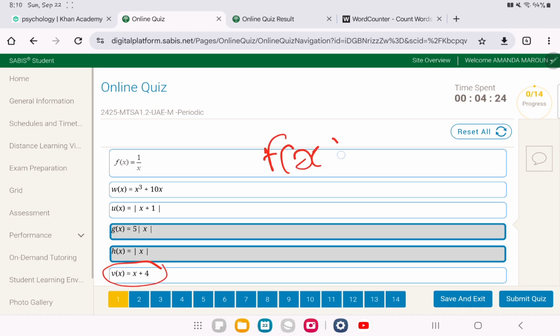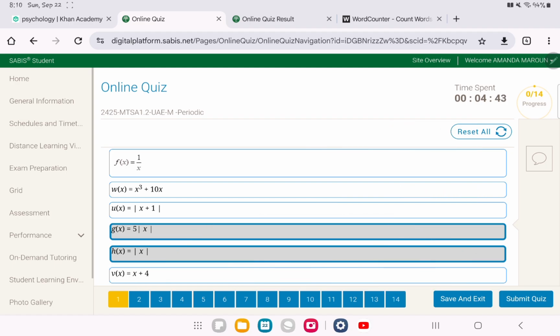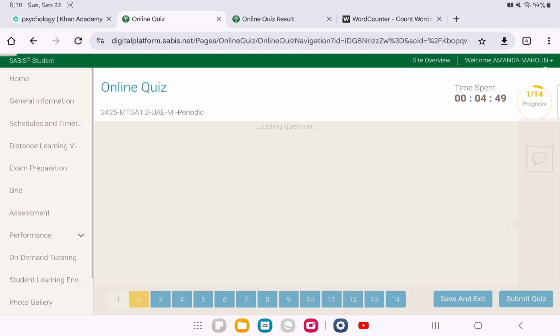We remember f(x) equals f(-x). We have v(x) equals x plus 4. So v(-x) equals -x plus 4. x plus 4 and -x plus 4 are not equal, so then it's not even. So the only two answers are g(x) equals 5 absolute value x and h(x) equals absolute value x.